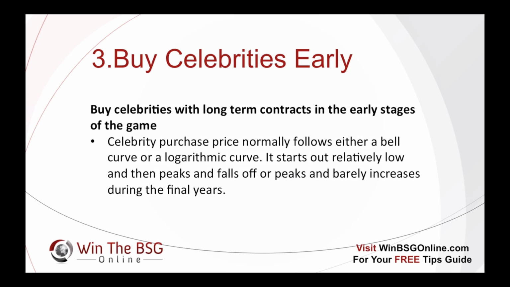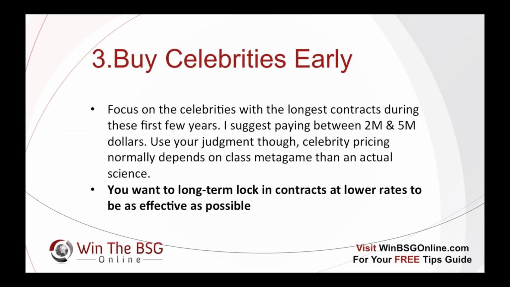Okay, and the next tip is buy celebrities with long-term contracts in the early stages of the game. Celebrity purchase prices normally follow either a bell curve or a logarithmic curve, which means they'll start out relatively low and then peak and fall off, or peak and barely increase during the final years. So once again, focus on the celebrities with the longest contracts in the first few years. I suggest paying between $2 and $5 million for them.